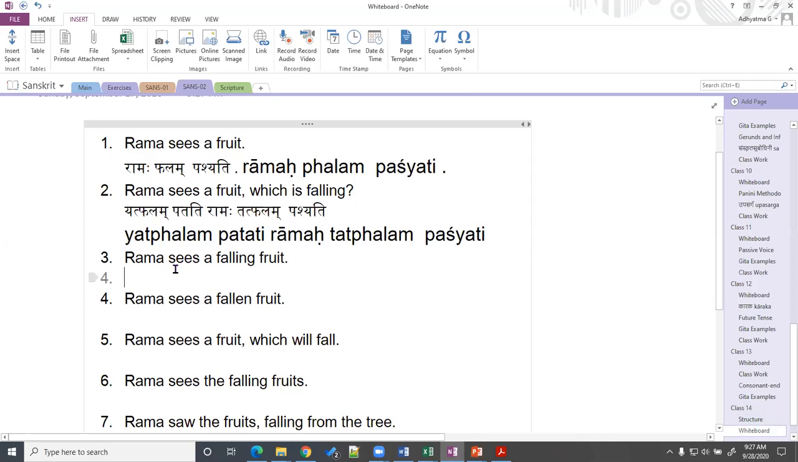Then, Rama sees a falling fruit. Now you see the same sentence has been put in as a participle. Here there are two sentences. One is yat phalam patati, and as you know, patati is a verb form. And Ramaha tat phalam pashyati, or we can even say Ramaha tat pashyati. Yat phalam patati, Ramaha tat pashyati. Phalam is a neuter word, that's why yat and tat are neuter.